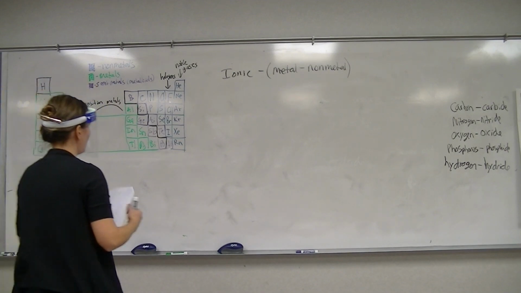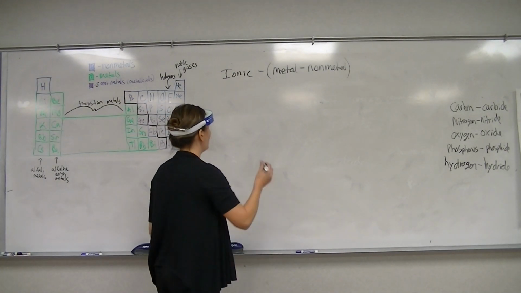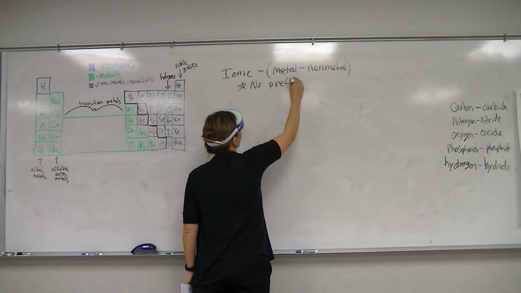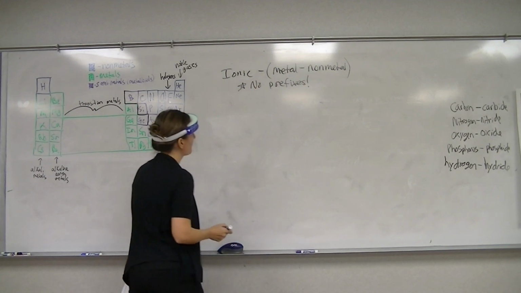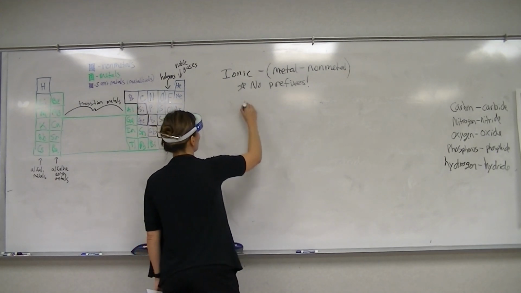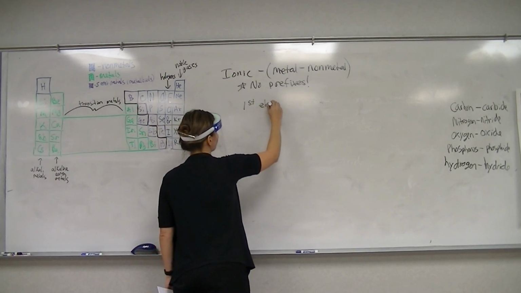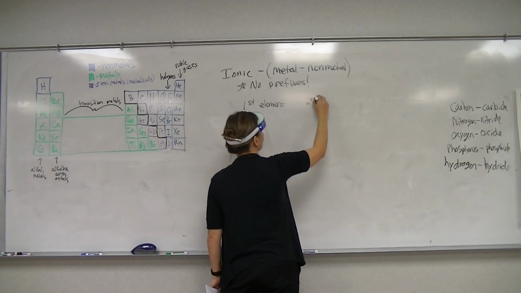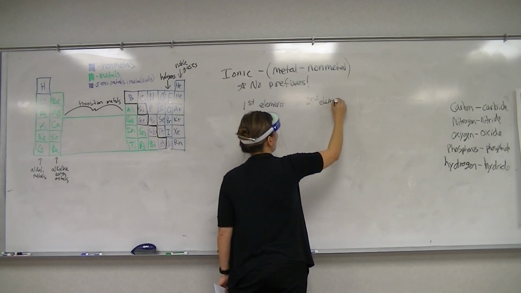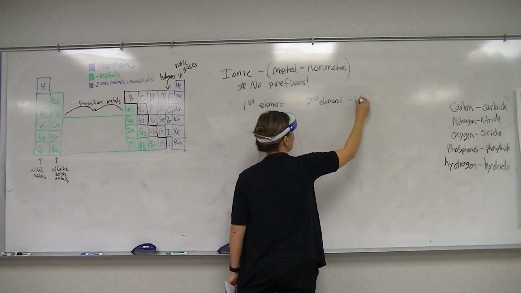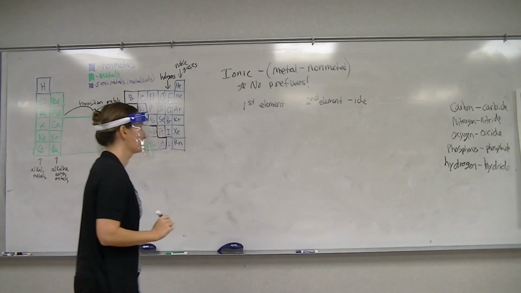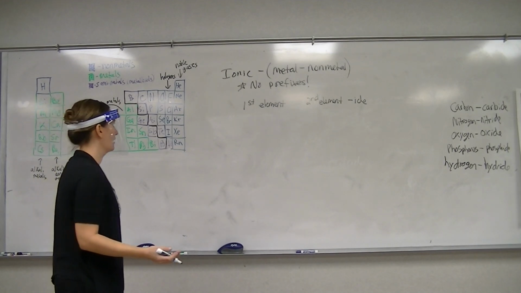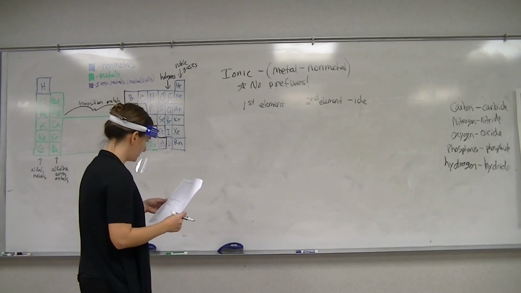So when you name ionic compounds, when you have a metal and a nonmetal, no prefixes. So how we're going to name it is we're going to do the first element name present in the chemical formula, and then the second element will have that IDE ending, just like before. So we basically just took the prefixes out, we're doing everything else the same. So let's look at some examples.